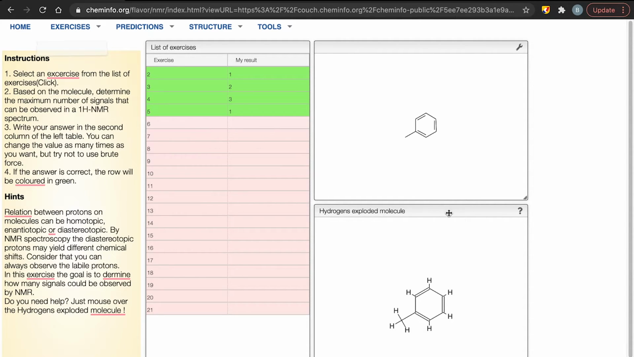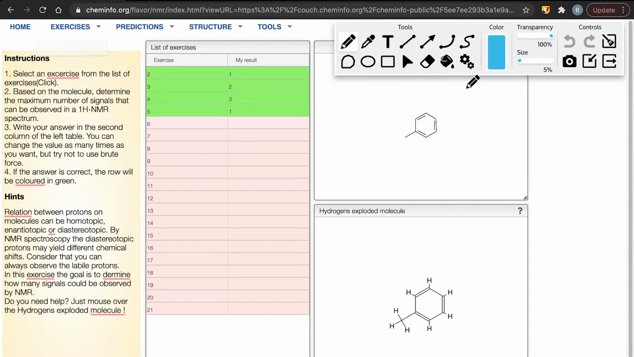Okay. Here we have toluene. So this is a more interesting example. So here, this CH3 is obviously one signal. Now these two hydrogen are equivalent. So these two in yellow, this one and this one. And that's because they are equidistant to this methyl group. So it's as if there's a line of symmetry going down this molecule here.